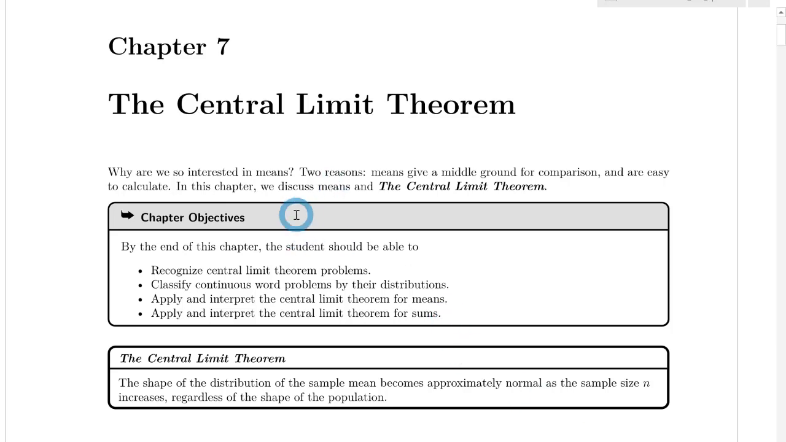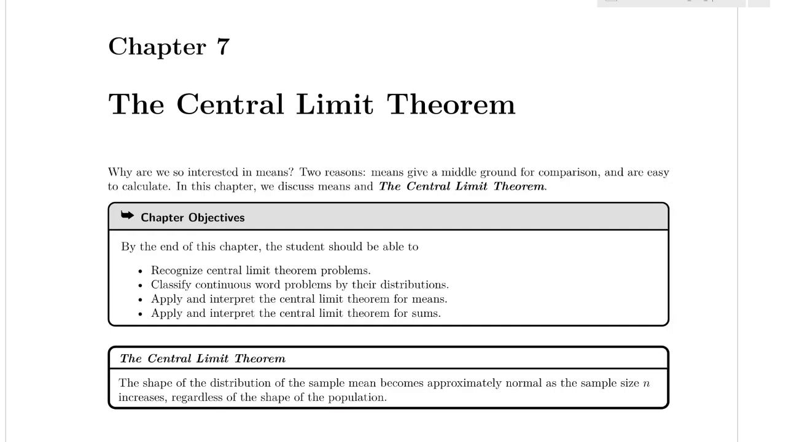So if I went to the first page of our chapter, right, let's come back to the notes. This is exactly what we're doing. The central limit theorem states that the shape of the distribution of the sample mean becomes approximately normal as the sample size n increases, regardless of the shape of the population.